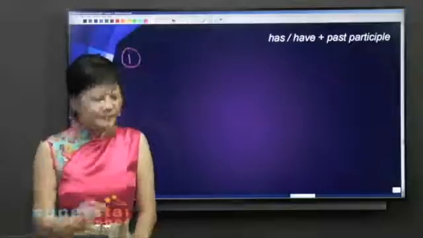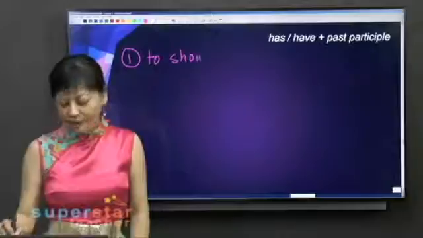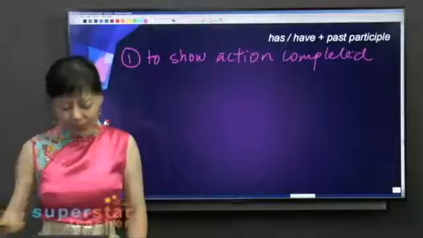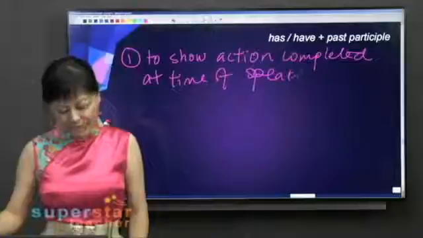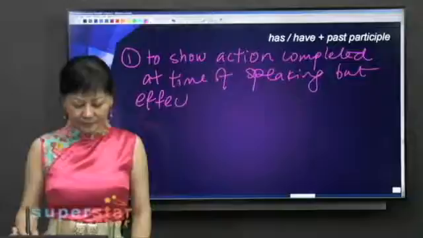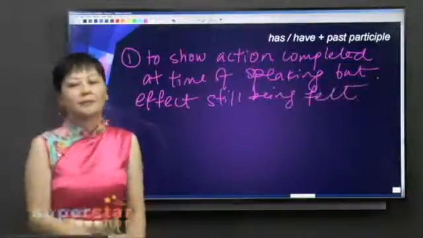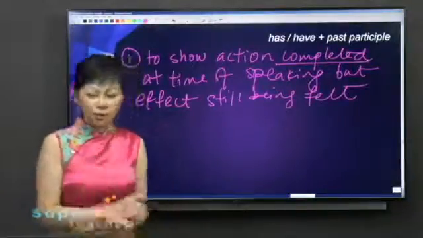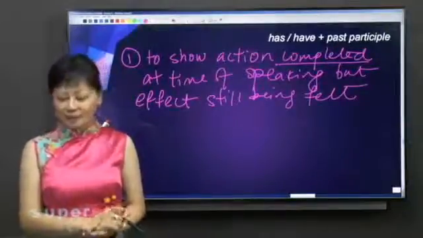Now, the first. All right. Okay. Now, to show that the action completed at the time of speaking, all right, however, the effect of which is still being felt now, okay, at the present moment. So the action has already been completed, but the effect of which still occurs or is still being felt up to now. So that's one usage of the present perfect tense.